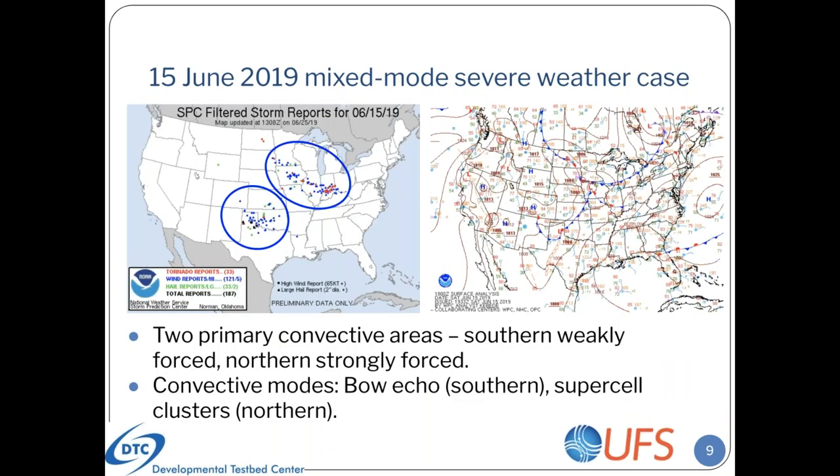So the final case that we looked at was a severe weather case. There were a couple of different modes of convection during this case. One was predominantly linear in the southern half of the domain. The boundary layer was fairly dry and well mixed, and this caused the propagation of an MCS that started in the Texas Panhandle and entered into Oklahoma. Whereas in the upper Midwest, there were more supercell-like structures that occurred along a quasi-stationary frontal boundary. And those led to some tornado reports.